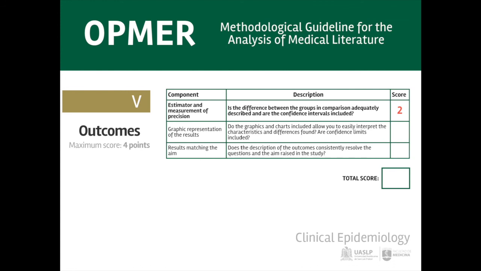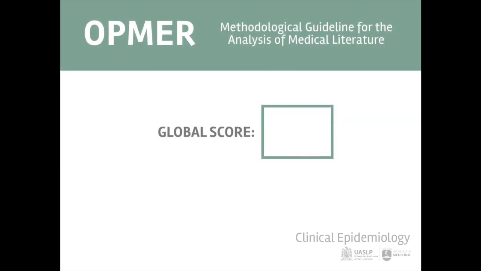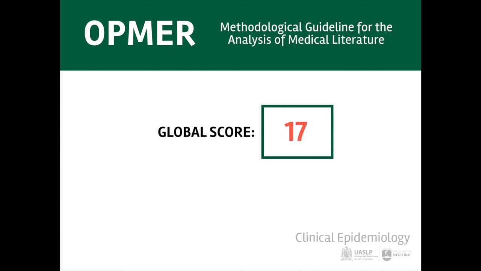The article also includes self-explanatory graphs and charts, which also include the confidence limits, and the description of the outcome adequately answers the overall aim of the study, so we give 1 point to the second and to the third component, obtaining a final score of 4 points. If we sum up all the final scores of the guide, we will end with a global score of 17 points, meaning that the article has a good methodological quality, making us able to apply the information to our patients.